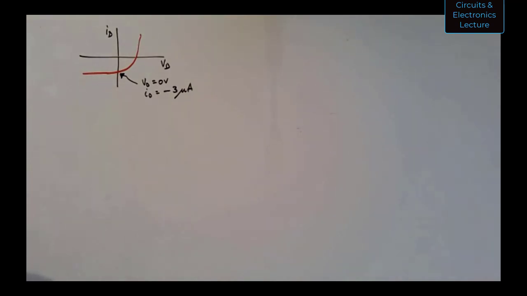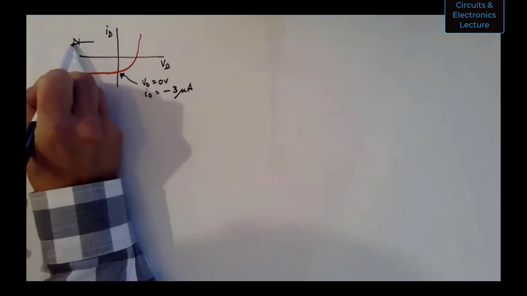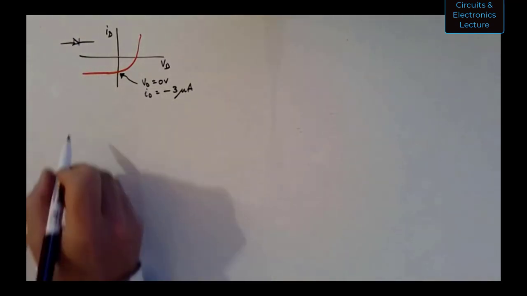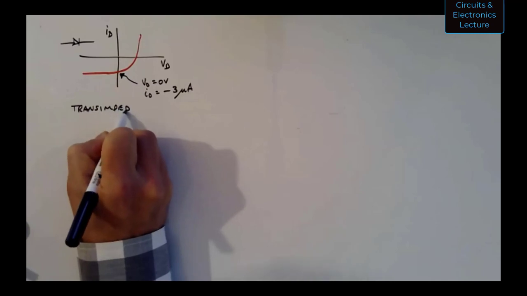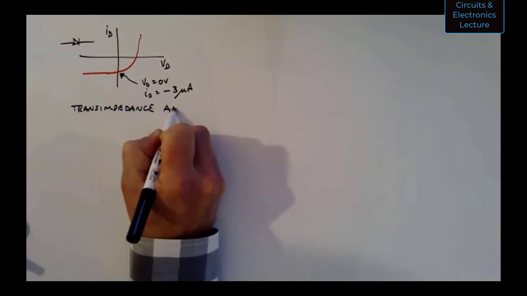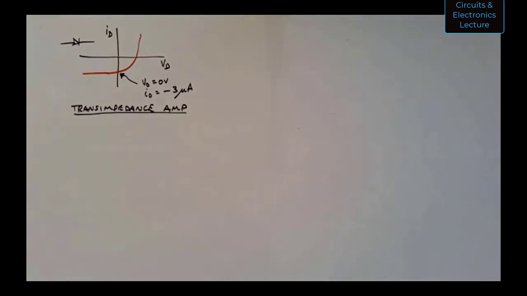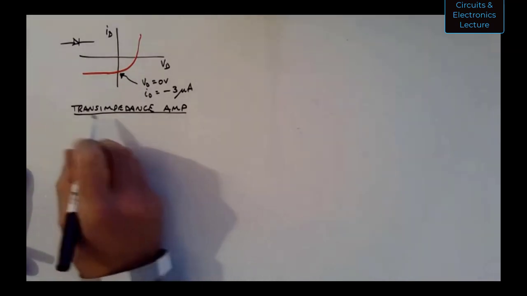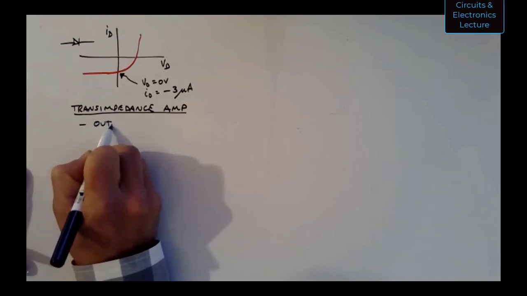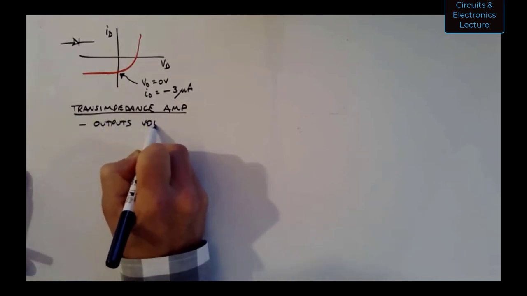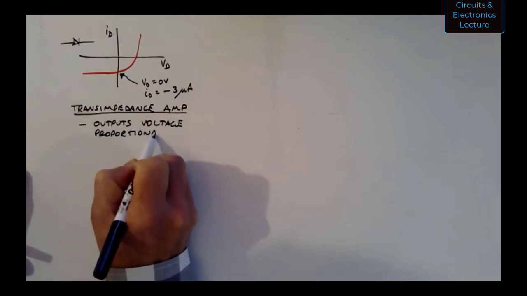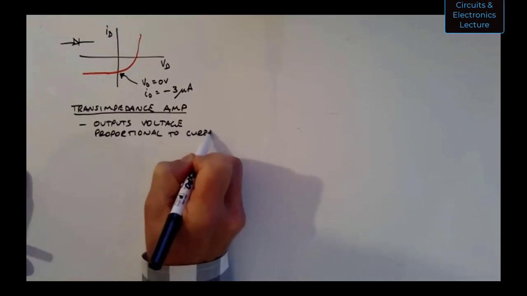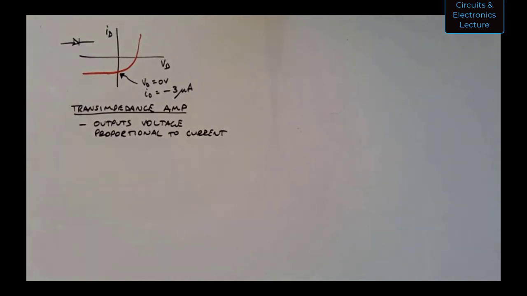So we need a circuit that does something with this diode's current. So we're going to build a transimpedance amplifier. It's just a name given to an op amp circuit that converts a small current to a big voltage. It outputs a voltage proportional to current.